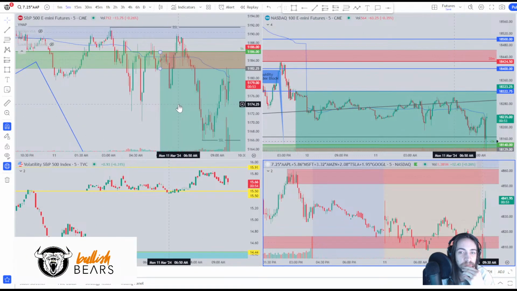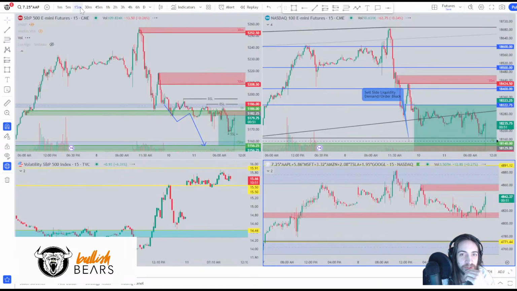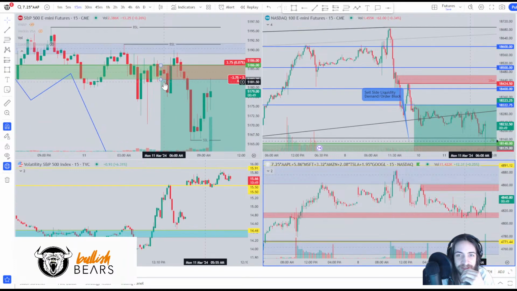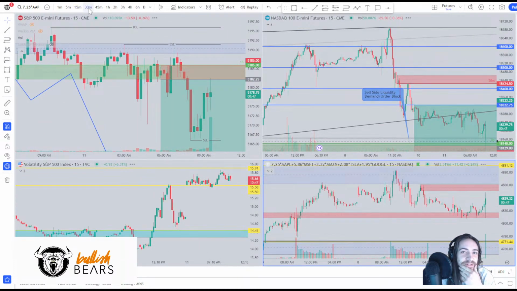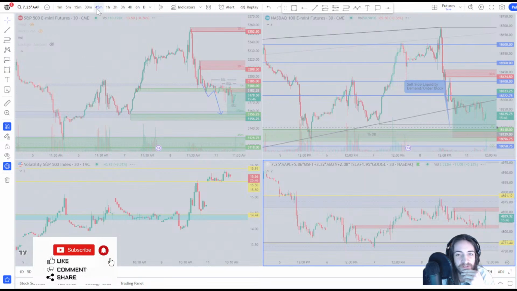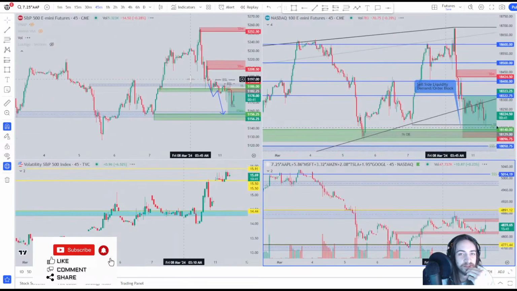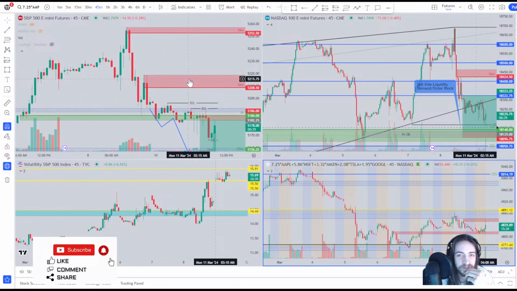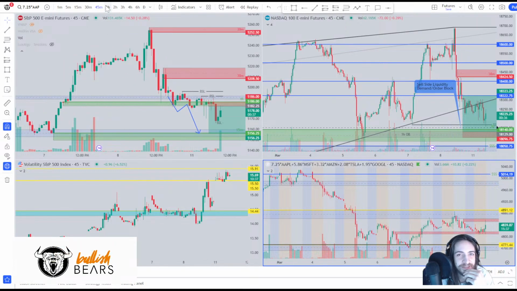Alright, so let's see if we get a push higher. Still looking at the 15 though on ES. What's a 30 looking like? What's a 45 looking like? When's the 45 close? 45 closes in 40 seconds.